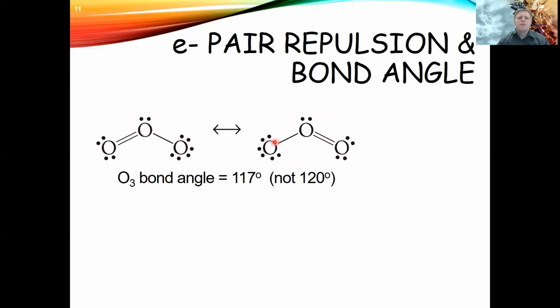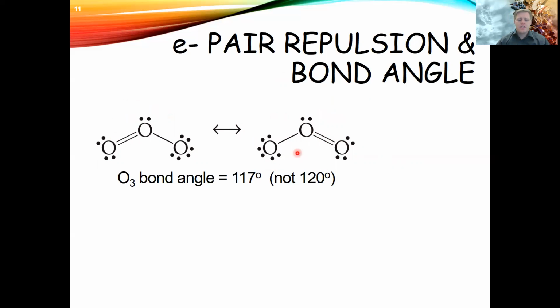But the bond angle here, for a steric number of 3, that would give us a trigonal planar geometry, or for electron geometry, and we got our bent molecular geometry. But the bond angle here is not 120 degrees like we would expect from a trigonal planar geometry.